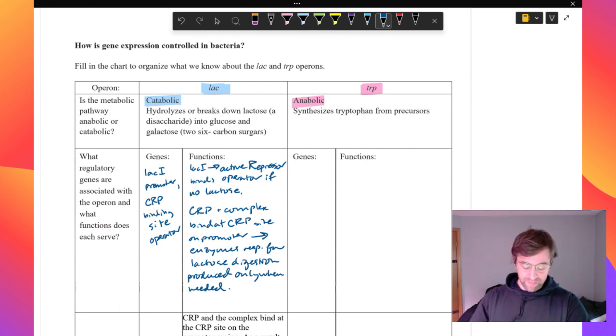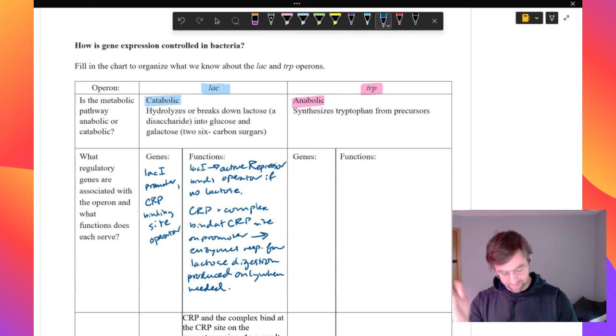So in either case, if there's a lot of lactose or if there's a lot of glucose in the system, then expression, do I have this right? Expression is downregulated because the repressor is bound to the operator. Yes, okay.